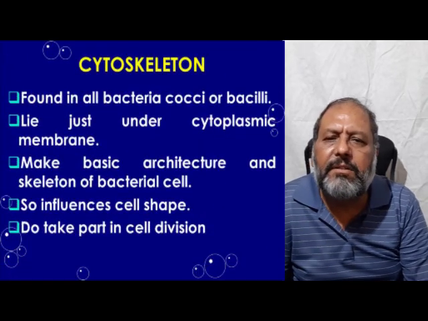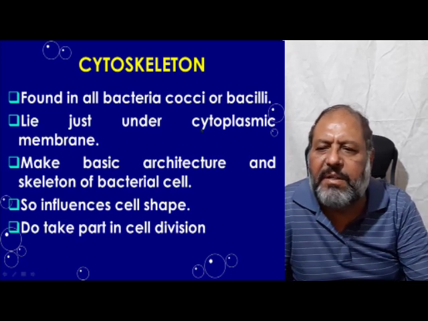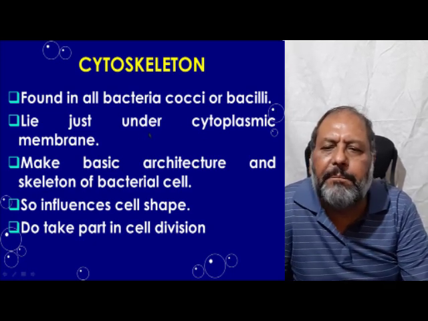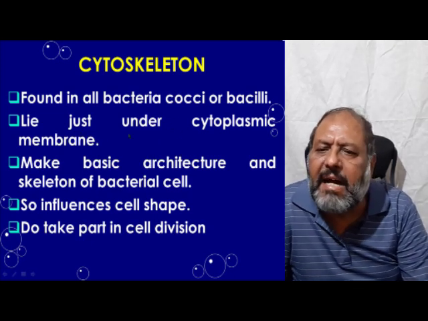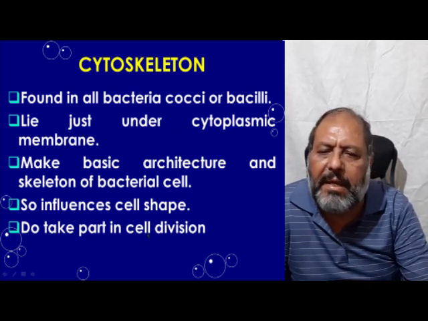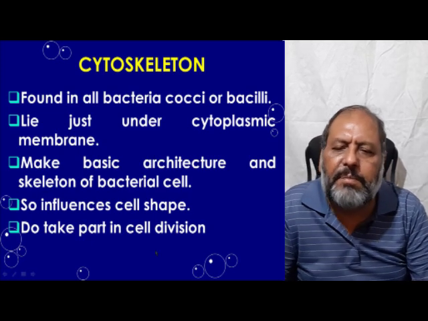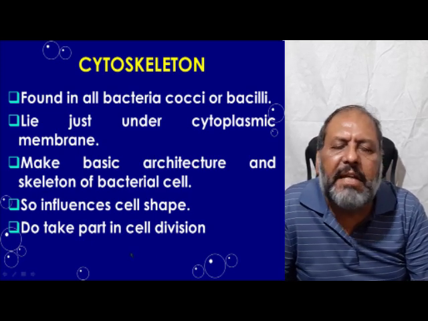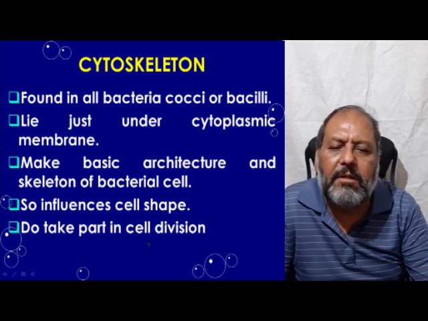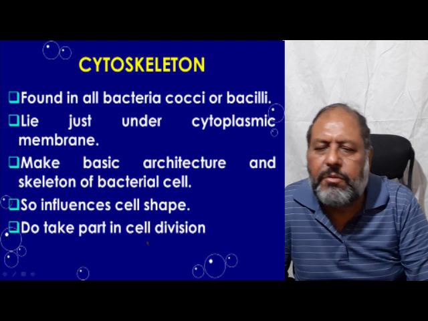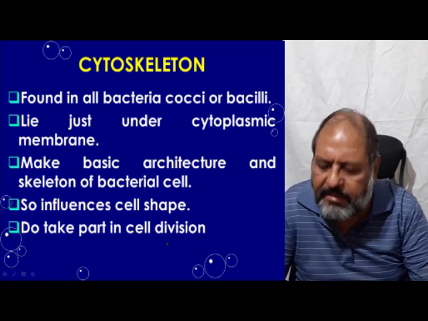Now, the next is cytoskeleton. It is found in all bacterial cocci or the bacilli. It is just like the architecture of any house. It lies just under the cytoplasmic membrane, making the basic architecture and the skeleton of the bacterial cell, so that influences the cell shape, because the basic gray structure of the house can tell you the shape of the house. So it does take part in the cell division.